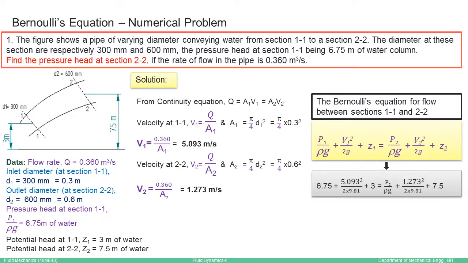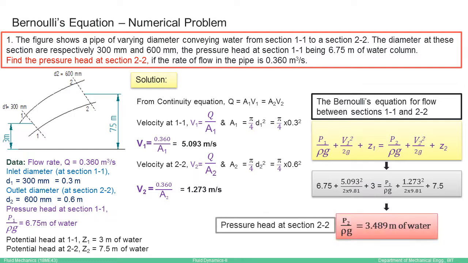So now substituting all the values in Bernoulli's equation, the only unknown is P2 by rho g. That answer now is 3.489 meter of water. Always keep it in mind when it is asked about energy head. In this case, it is pressure head. It is to be expressed in terms of meter of the fluid which is flowing. So, I repeat, P2 by rho g is 3.489 meter of water.